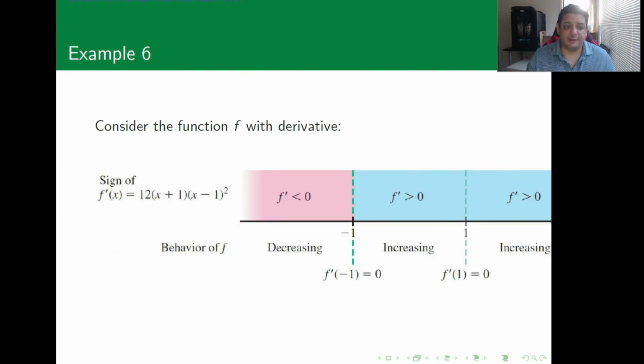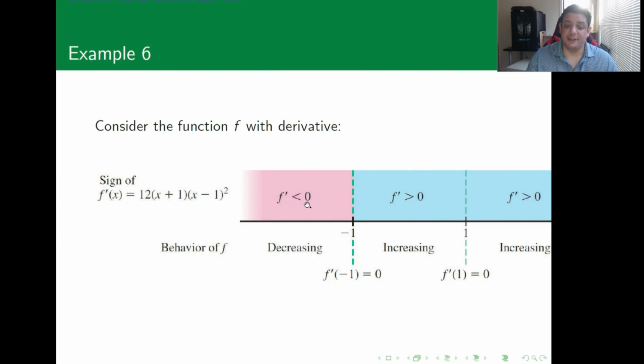Now, let's see this with an example again. So we have a function whose derivative is 12(x+1)(x-1)^2. We had that in part 2, one of the examples, but let's take a look at what happened in that one. One of the things that you can see is that the critical points are going to be -1 and 1. And when we're checking from minus infinity to -1 and we plug in any number, let's say -2, we get that the derivative is negative.